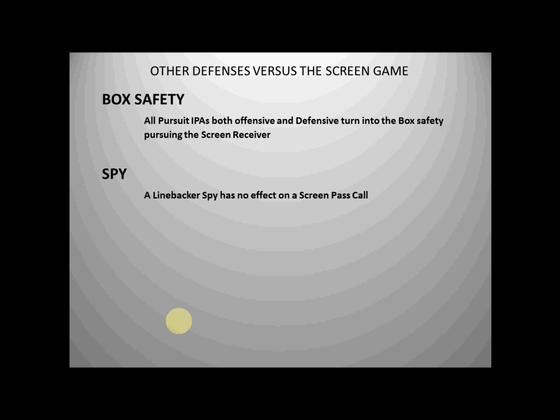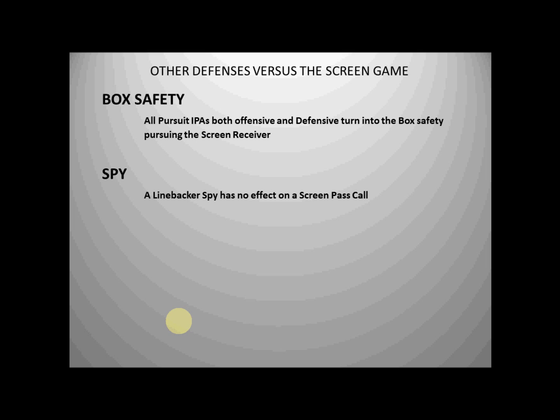But from that point forward, anything that happens, the box safety pursues, the offensive IPA of trying to break through the chaos of the screen, that doesn't happen. The box safety overrides all of that, and at that point he tries to pursue the screen receiver. So again, box safety is advantageous against the run and also against the screen game. If the defensive call is a linebacker spy, it has no effect on a screen pass call.